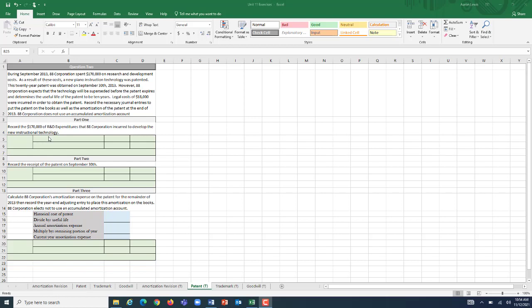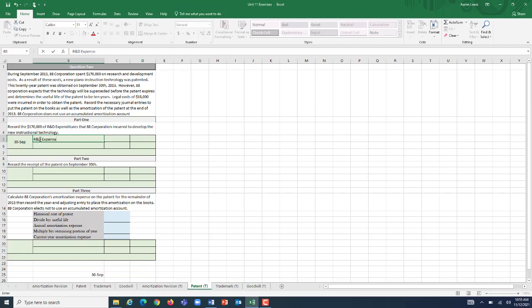The first thing we're going to deal with is the $170,000 of R&D expenditures that 88 Corporation incurred to develop this new instructional technology. Let's put this on the books on September 30th, the date that we received the patent. Research and development expenditures, by the GAAP guidelines set forth by the Financial Accounting Standards Board, do not count as direct costs for developing an intangible. We cannot capitalize these to the cost of the intangible that we are receiving. Per our guidelines, research and development costs need to be expensed as they are incurred.